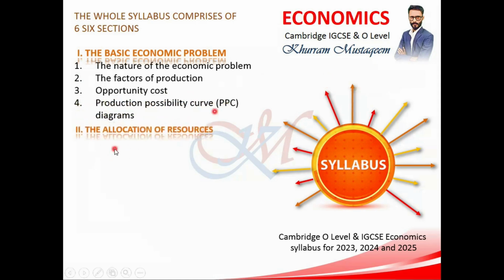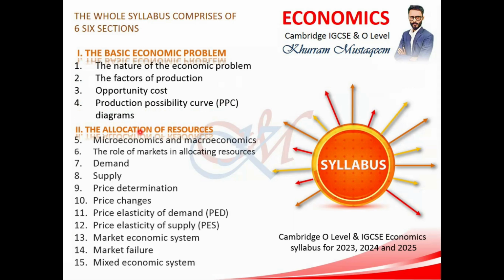The second section is allocation of resources. How to allocate your resources. Resources are land, labor, capital, enterprise. Every country, every nation, every economy has different dynamics, paradigms and dimensions to allocate their resources according to their need and situation. Then microeconomics and macroeconomics difference.